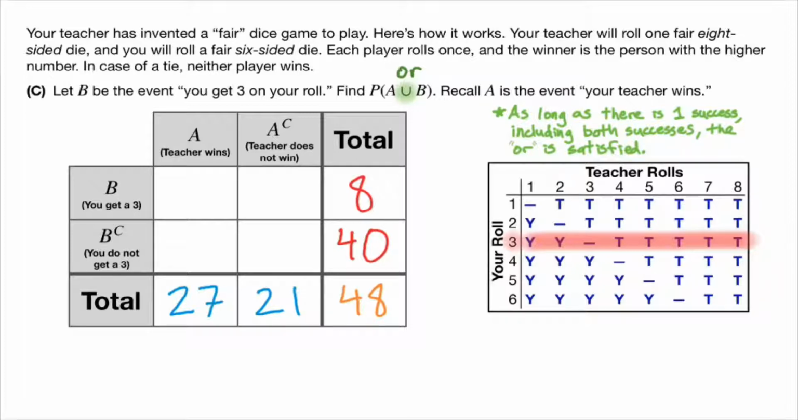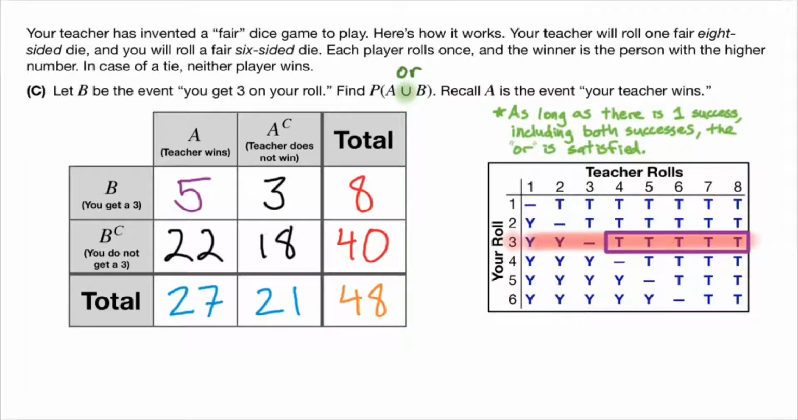So looking at our sample space, we see that there are 5 times when you roll a 3, but the teacher wins. So we can put a 5 in that upper left-hand cell. So at this point, through just addition or subtraction, we can find the remaining cells. So if we do 8 minus 5, we get 3. Then 27 minus 5, we get 22. And then for this last cell, I like to check it in both directions just to make sure that I didn't make any arithmetic errors. So 40 minus 22, or 21 minus 3, is just 18.